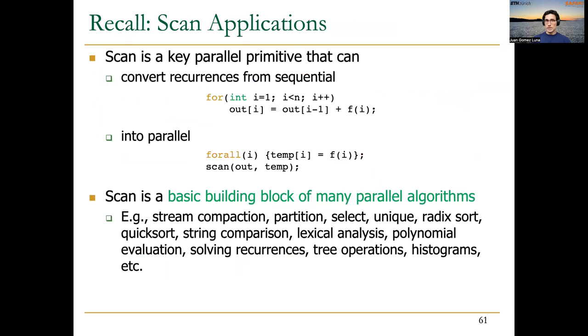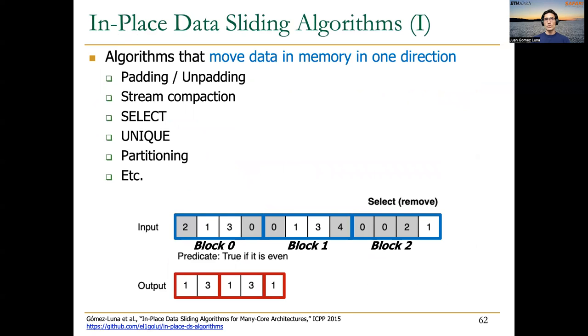As we said in the beginning, scan is an extremely useful parallel primitive that is used as a building block in many parallel algorithms. There you have a list: string compaction, partition, select, unique, and we have used some of these in a previous work of ours where we implemented highly optimized versions of these in a collection of algorithms called in-place data sliding algorithms. We can do padding or unpadding, string compaction, select, unique, partitioning, etc.